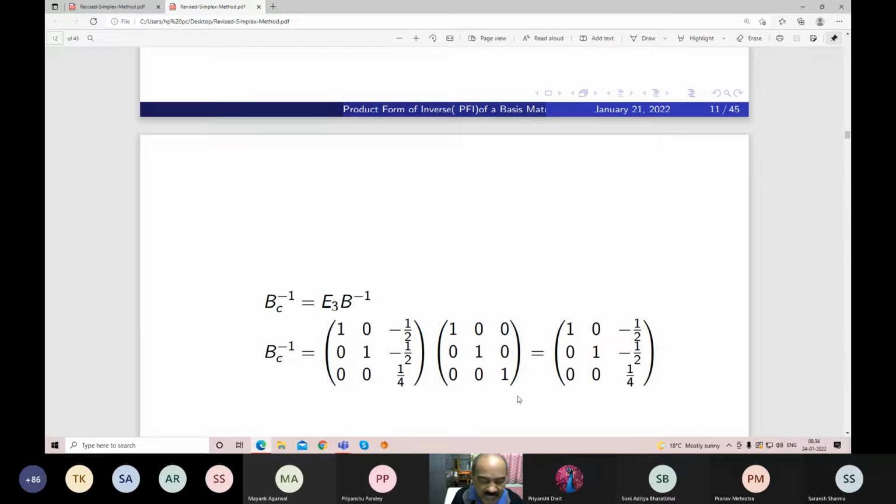Now, in my next example, here we find only one column is different. In the next example, sometimes you will find two columns are different, maybe three columns are different. Then how will we proceed? What is the method? Whatever we have discussed is the product form of inverse. You can see we are taking the product E3 with B inverse, but since B inverse is nothing but the identity matrix, ultimately it becomes E3. Earlier it was E1, then E2, then E3.